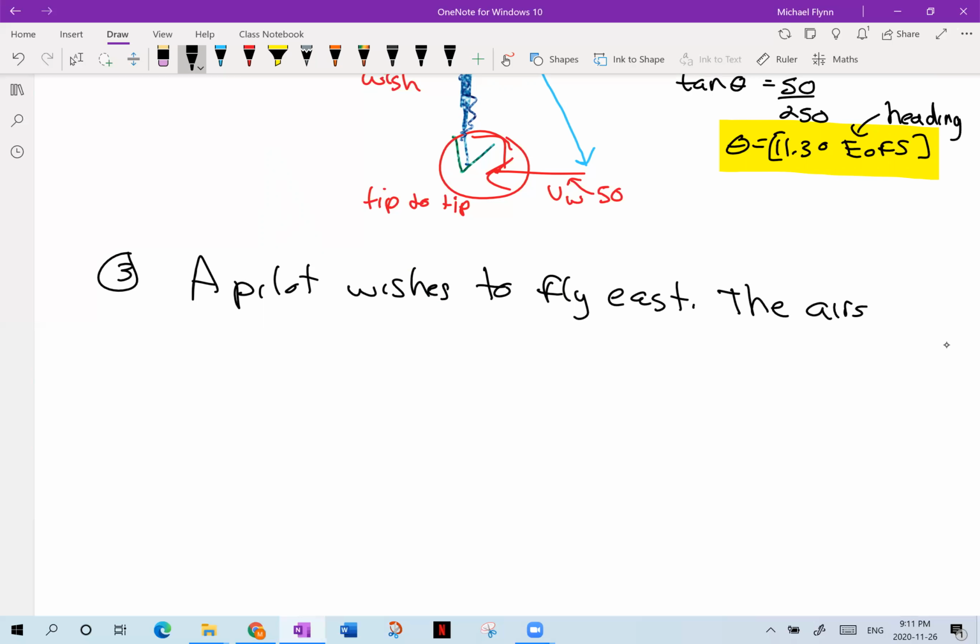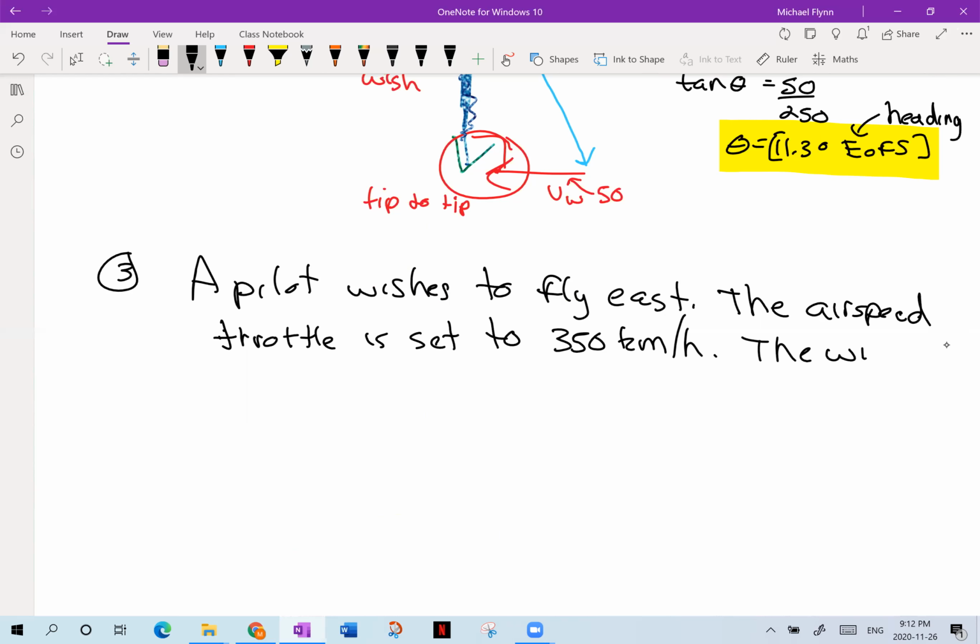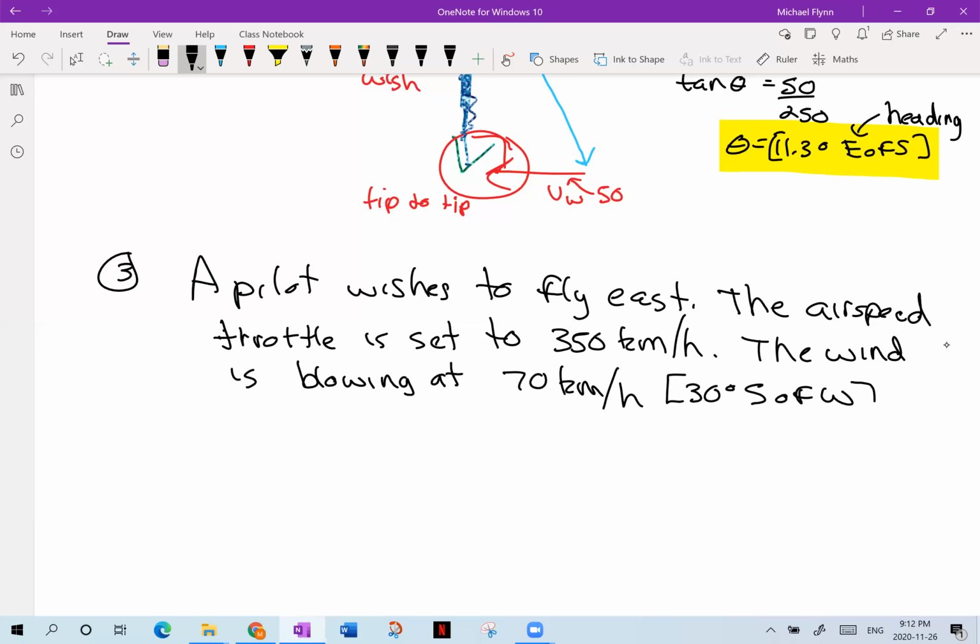The airspeed throttle is set to 350 kilometers per hour. Okay. The wind is blowing at 70 kilometers per hour. So this is stormy weather, maybe 70 kilometers per hour. And I'm going to make this wind 30 degrees south of west. Just making this up. South of west. Should I make it that hard? Yeah, I'll make it that hard. Okay, so there you go.